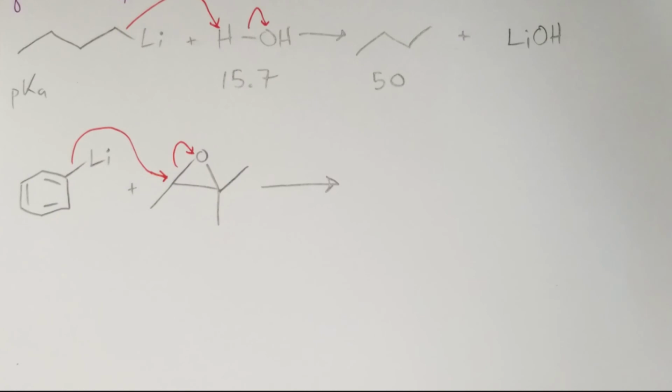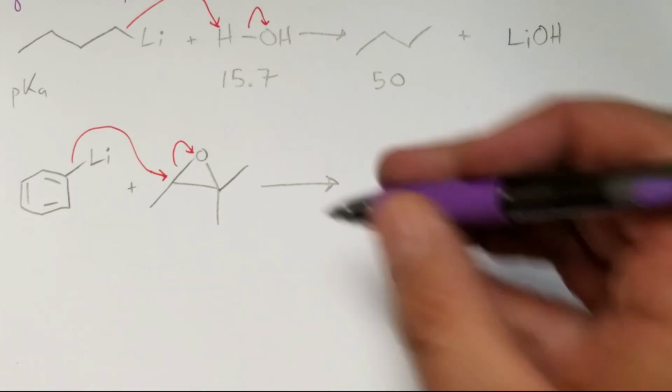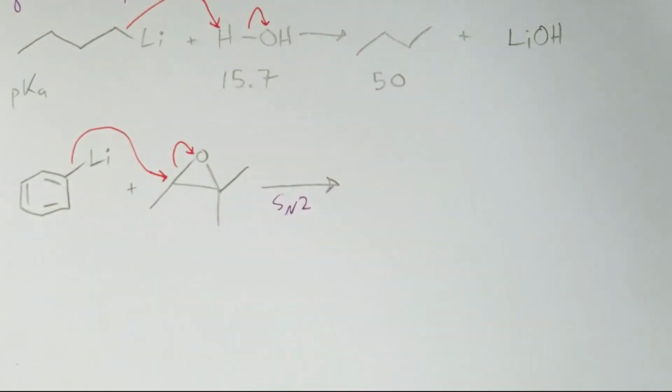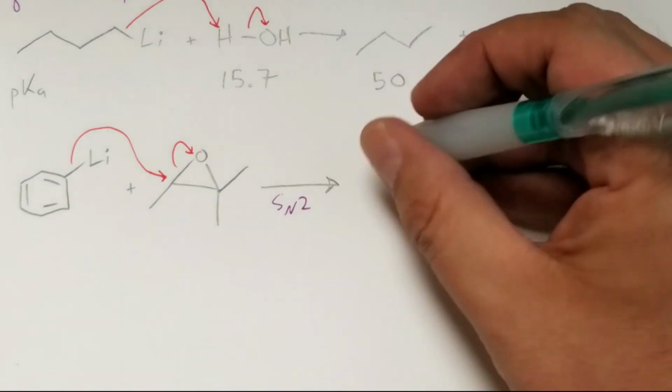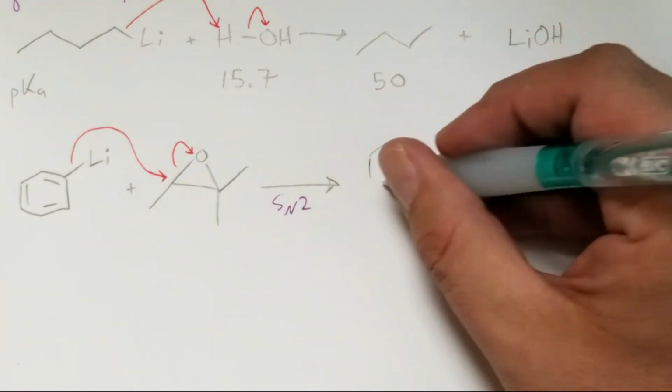Less steric hindrance. This is the SN2 route. So we're doing a base-catalyzed ring opening, SN2 route. SN2, so this group is going to go to the less substituted position. So we have our benzene ring.